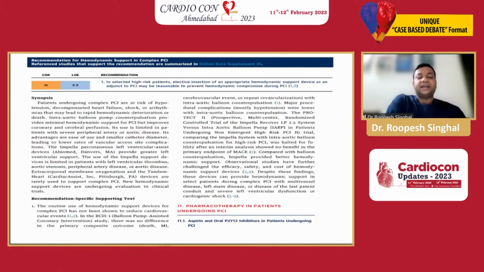This is the ACC guideline on myocardial revascularization. That is the last available version. It says on IABP, in selected high-risk patients, elective insertion of appropriate hemodynamic support as an adjunct to PCI may be reasonable. So it's a class 2B indication. I would also bring to your attention the paragraph that follows this, which says that Impella, though it provided better hemodynamic support, unfortunately was not able to translate into better mortality.